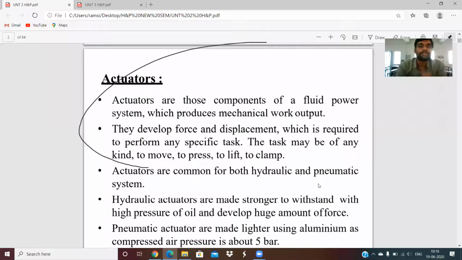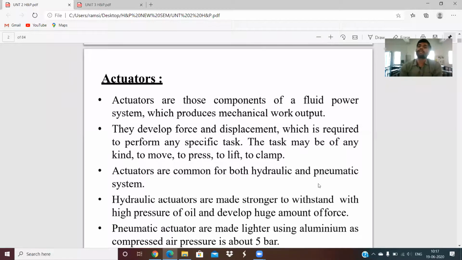So here are the actuators. What is an actuator? Actuators are those components of a fluid power system which produce mechanical work output, and they develop force and displacement which is required to perform any specific task. The task may be of any kind: to move, to press, to lift, or to climb. An actuator is either hydraulic or pneumatic, and it is used to produce work. They develop force and displacement.